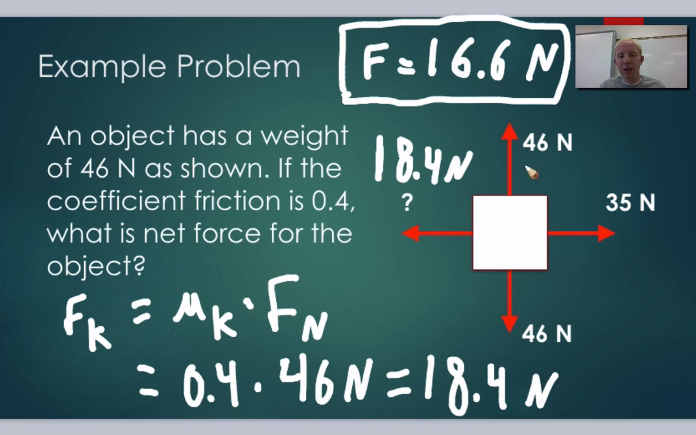So again, the key here is finding the normal force, which is usually equivalent to the gravitational force, timesing it by its coefficient of friction, and then that will give us the total friction force. How hard the object's pushed into the ground and how much friction there is between the two surfaces determines the total friction force. All right, let's look at another problem.